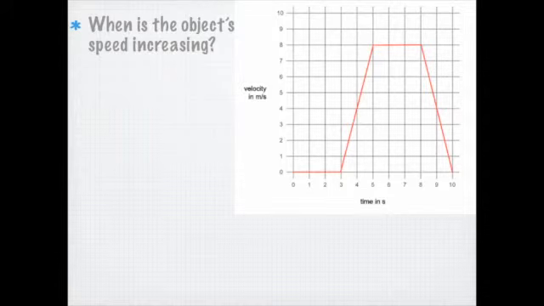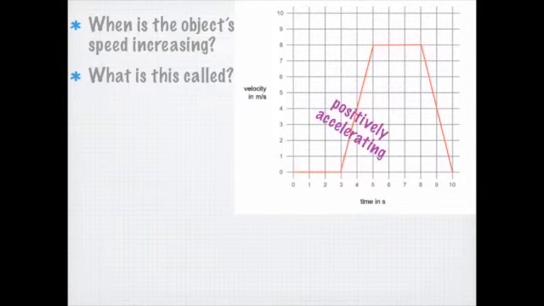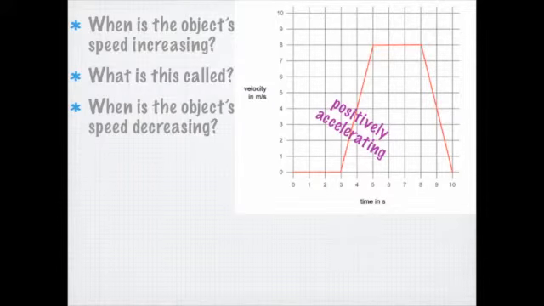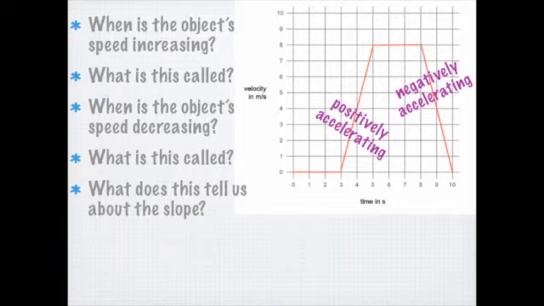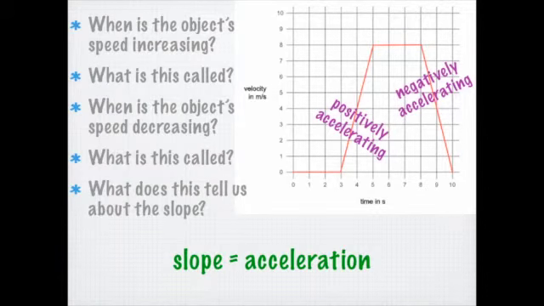When is this object's speed increasing? Well, that would be from 3 to 6 seconds. And what do we call it when something is increasing speed? That would be acceleration, positively accelerating. When is the object's speed decreasing? Well, that would be from 8 to 10 seconds. And what is this called? Well, that would be negatively accelerating. So looking at this, what does that tell you about the slope? Well, hopefully you figured out that slope is acceleration on a velocity time graph. Now glue this in your composition book.